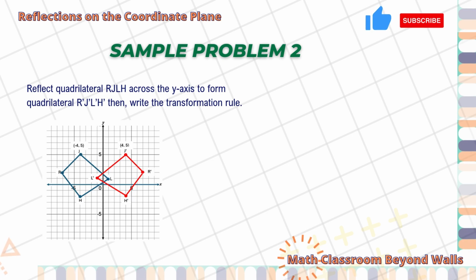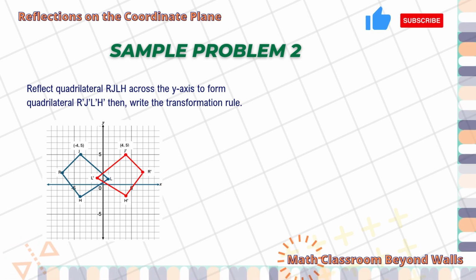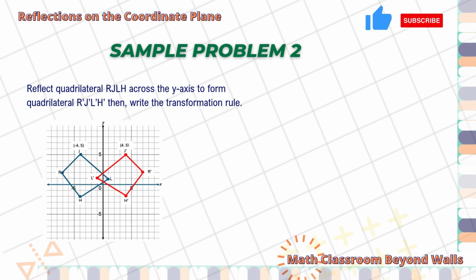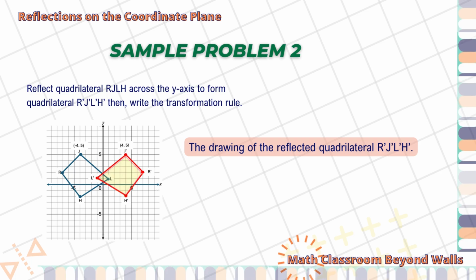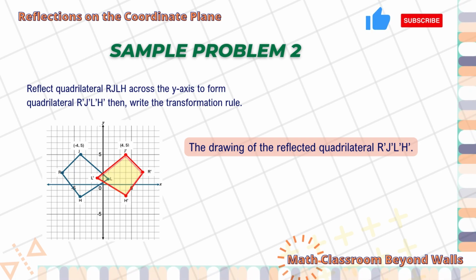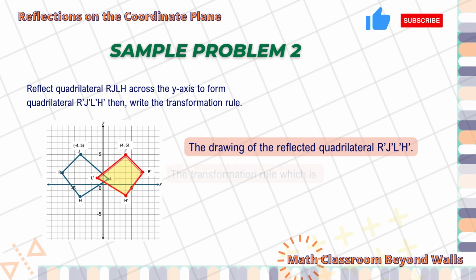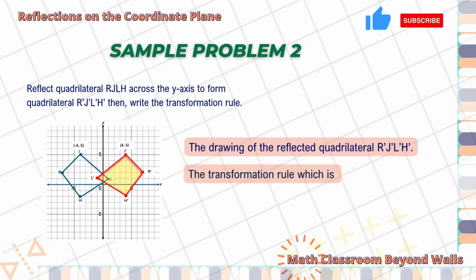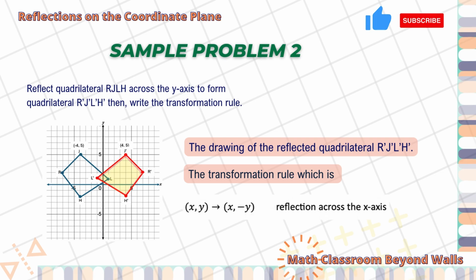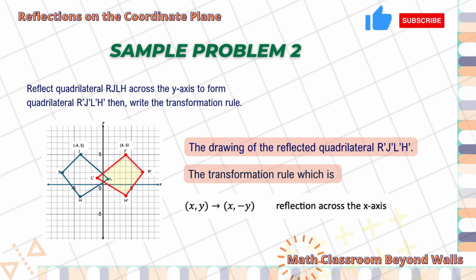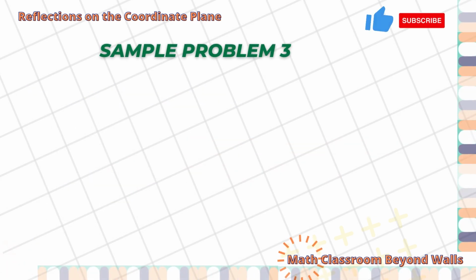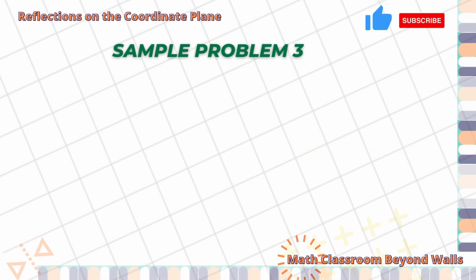What are, again, our answers here, learners? First, the drawing of the reflected quadrilateral R prime, J prime, L prime, H prime. And second, the transformation rule, which is, there you are, learners. We are done with this problem. Let us proceed to our last sample problem.